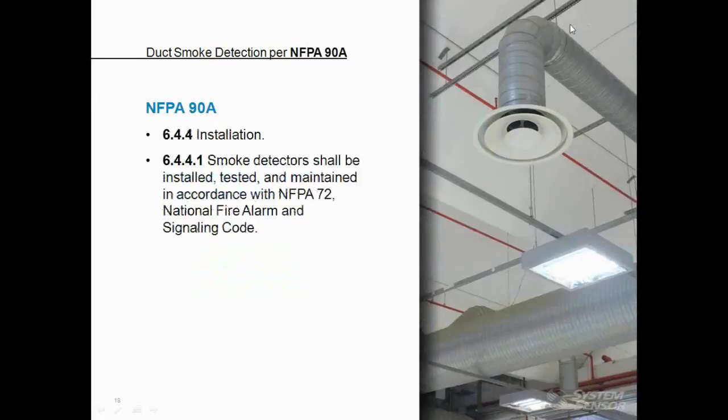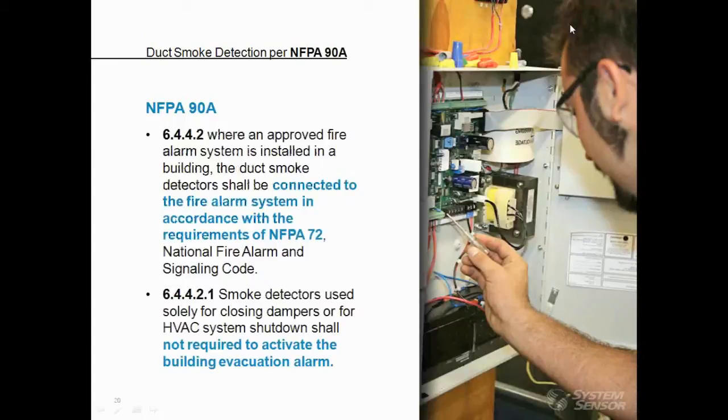Here, NFPA 98 states that duct smoke detectors have to be installed, tested, and maintained per NFPA 72. We will go over the requirements in NFPA 72 as soon as we finish up with the requirements for 98. As with the International Mechanical Code, when there is an installed fire alarm system, the duct smoke detectors must be tied to it. But NFPA 98 requires that it be in accordance again with NFPA 72, and as I mentioned, I will go over in detail those requirements in the next section of the presentation.